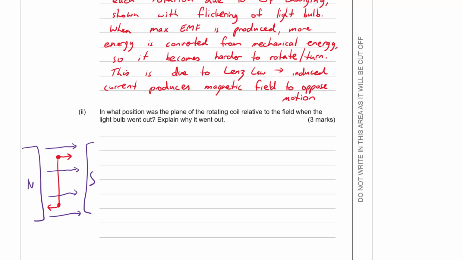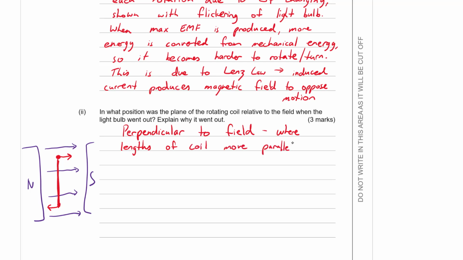So the question's asking what the plane of the coil is relative to the field when the light bulb went out. So that's asking for this plane here relative to the field. You notice that the plane is perpendicular. That's because the conductors that are inducing the EMF are moving parallel, but the plane itself is perpendicular. So my answer would be perpendicular to the field, where the lengths of the coil move parallel to the field. If they're moving parallel to the field, that means no EMF is generated.